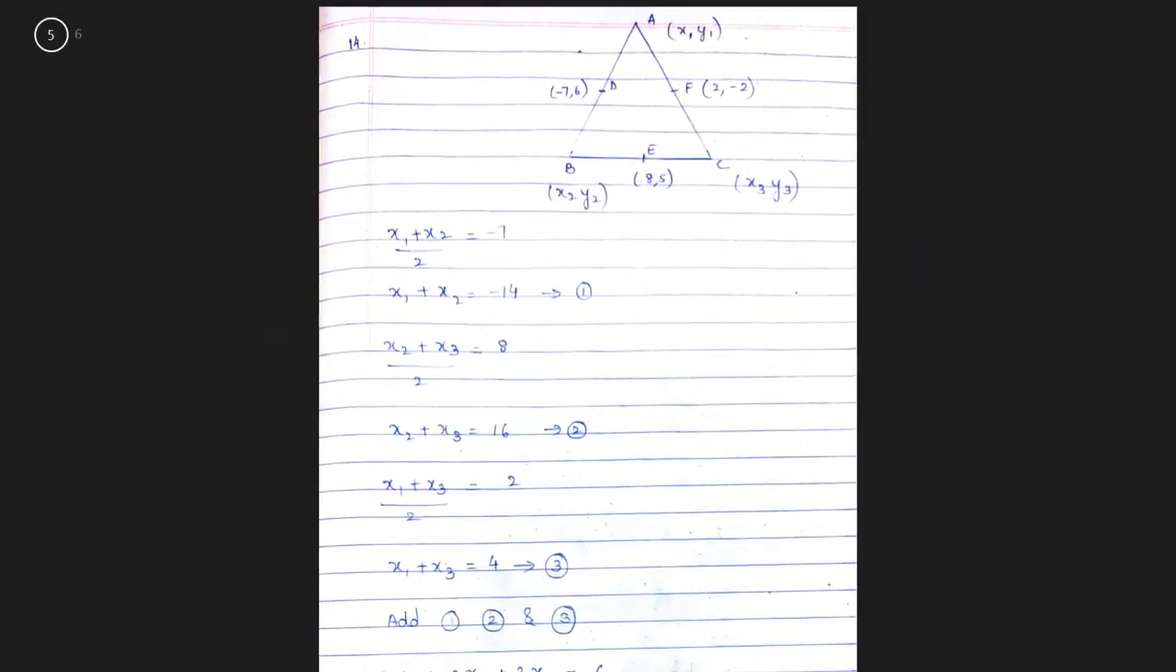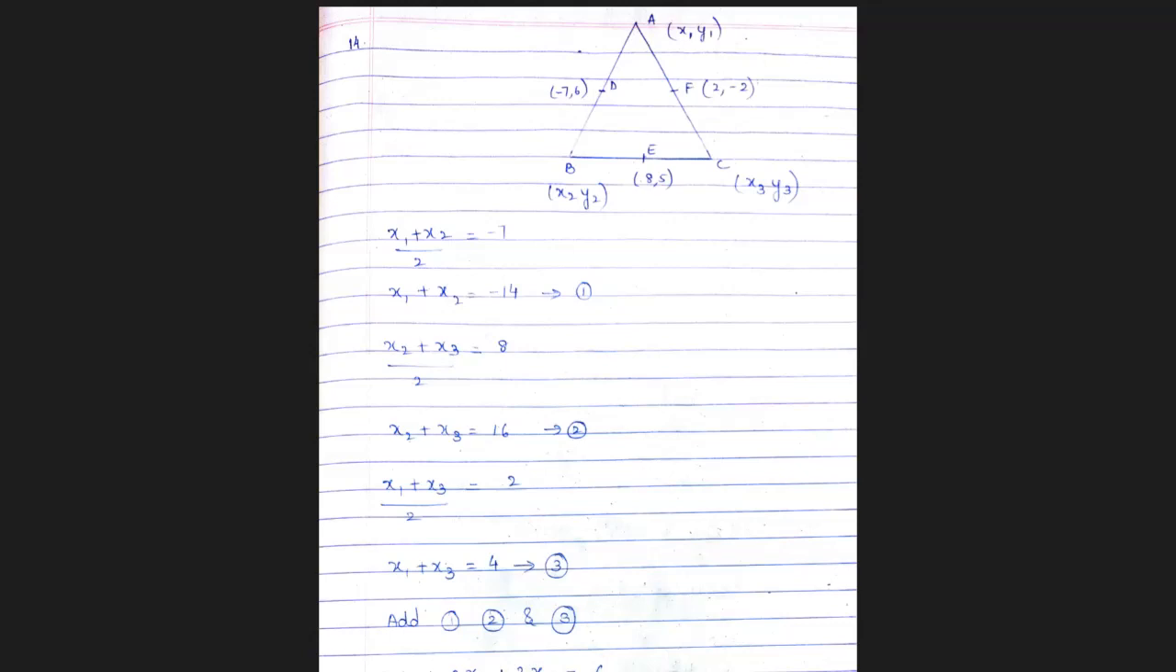Next, question number 14. Find the coordinates of the centroid of the triangle if the points D -7, 6, E 8, 5 and F 2, -2 are midpoints of the sides of that triangle. So you have to find the coordinates of centroid. Now what is centroid? It is a point where all the three medians meet, right? And it is x1 plus x2 plus x3 by 3, the formula. And y1 plus y2 plus y3 by 3.